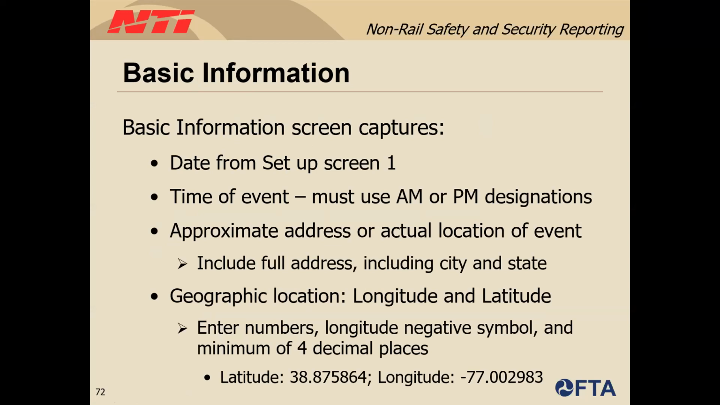If the event meets the criteria for a major event, the basic information screen will appear next. The basic information screen displays the date you already selected. When entering the time, please be sure to use AM or PM designations, even if you use military or 24-hour clock format. For the approximate or actual location of the event, be sure to include the full address, including the city and the state. This helps us ensure the coordinates are correct. The geographic location, longitude, and latitude are required. You are permitted to enter numbers, a decimal point, and a negative symbol for the longitude. Please use a minimum of 4 decimal places. If you do not have the coordinates, you can use a variety of internet resources, whichever is easiest for you. We recommend using Google Maps.